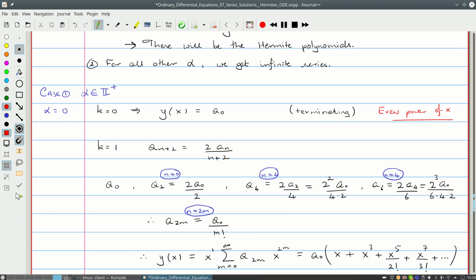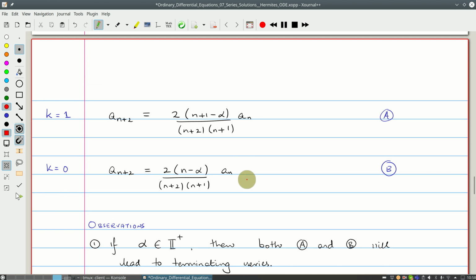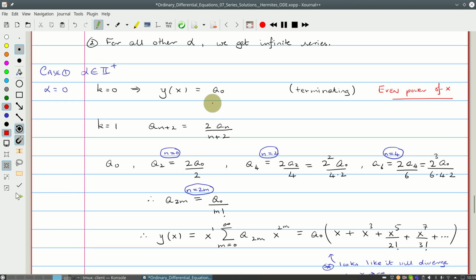If k is equal to 0, we are dealing with this recursive relation, and now we've got alpha is 0, so there's an n minus 0 in the numerator. And the very first thing you do is you put n is equal to 0 in this recursive relation. So that relates a0 to a2. But if you put n is equal to 0 in the numerator, we'll have 0 minus 0, which is 0. So a2 is 0. And for this case, we will have a terminating series with only one term, a0. I put down here, this is an even power of x, isn't it? Because this is x to the naught. Yeah, it's a terminating series.